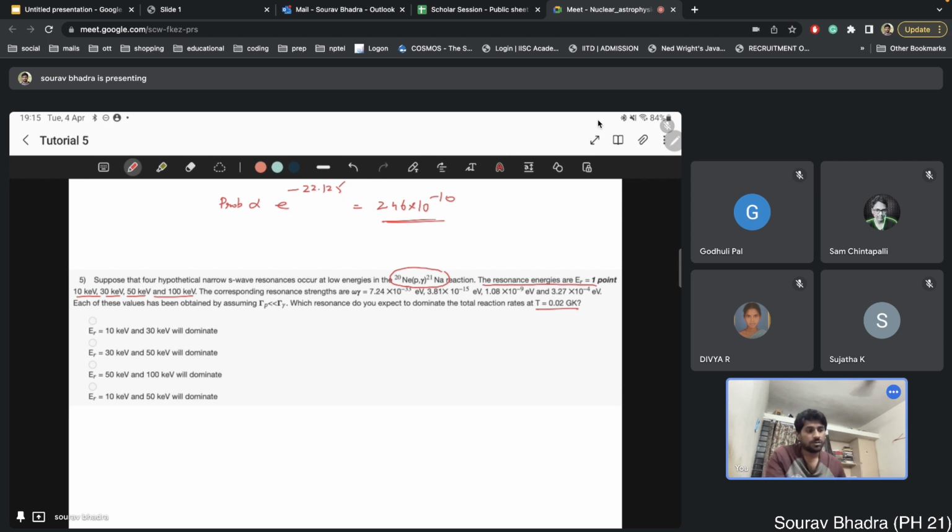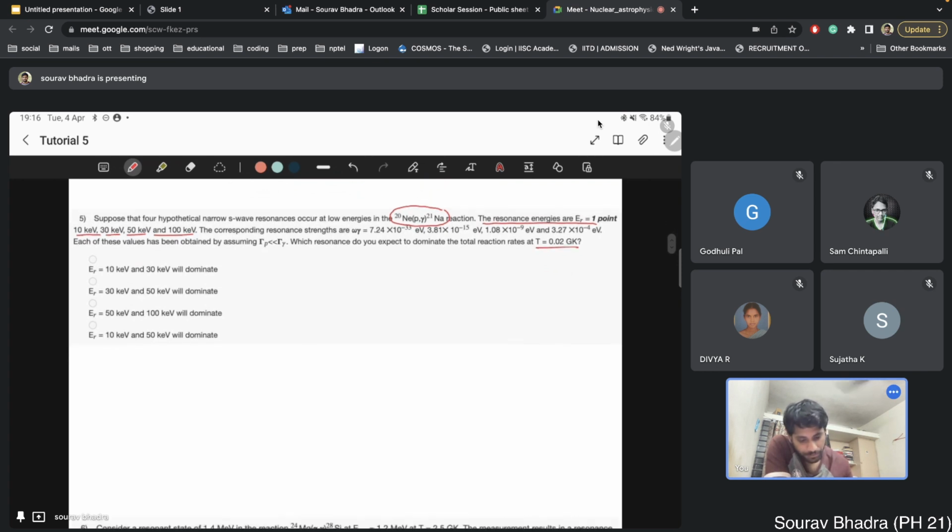The other thing given is the resonant energies: 10 keV, 30 keV. So these 4 values are given as options, and we have to find out for which energy value the reaction will happen. Now we will do it.